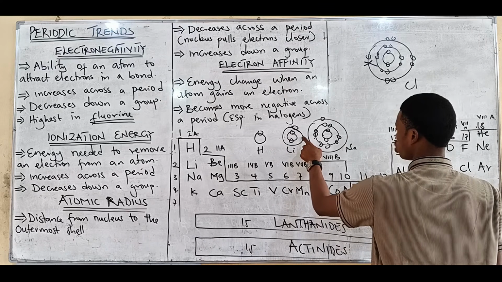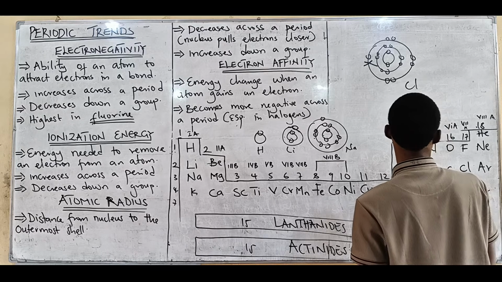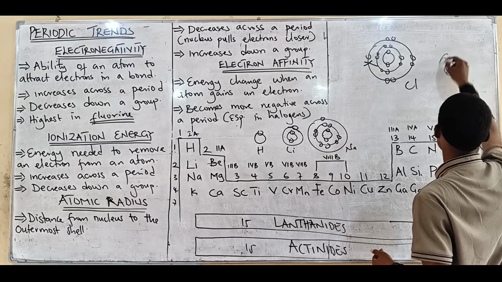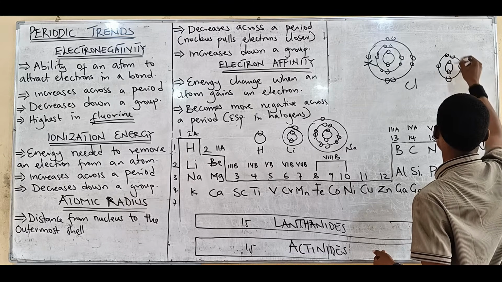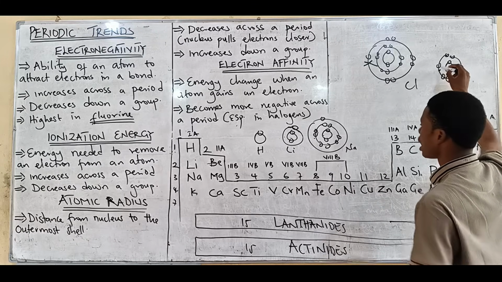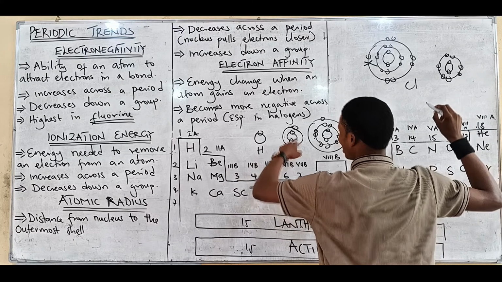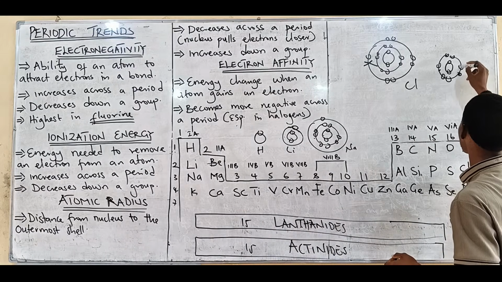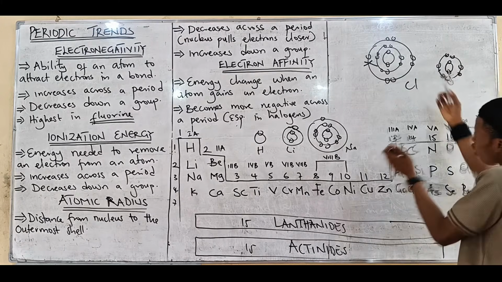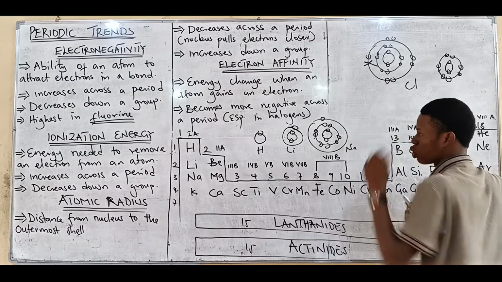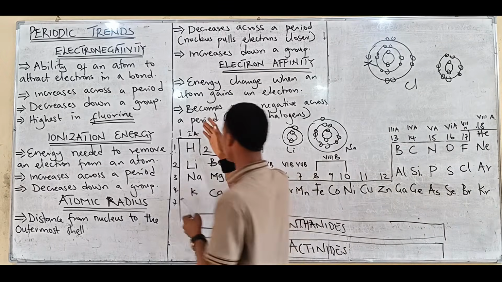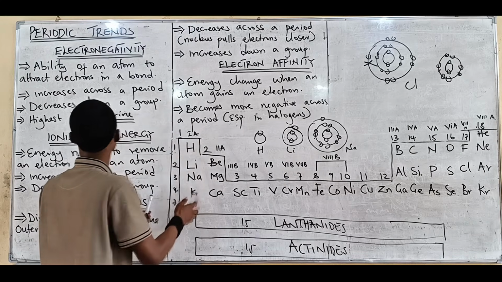It has 1 in the outermost shell. And fluorine, what's the atomic number of fluorine? 9, right? So 1, 2, 3, 4, 5, 6, 7, 8, 9. So it has 7 in the outermost shell, remaining 1 to complete it. Among lithium that has 1 in the outermost shell that can easily give it out, and fluorine that has 7, which one is more electronegative? You agree with me that this one will drag more electron than this one that can easily give out 1. So you can see that it increases across the period and decreases down the group. Electronegativity decreases down the group.